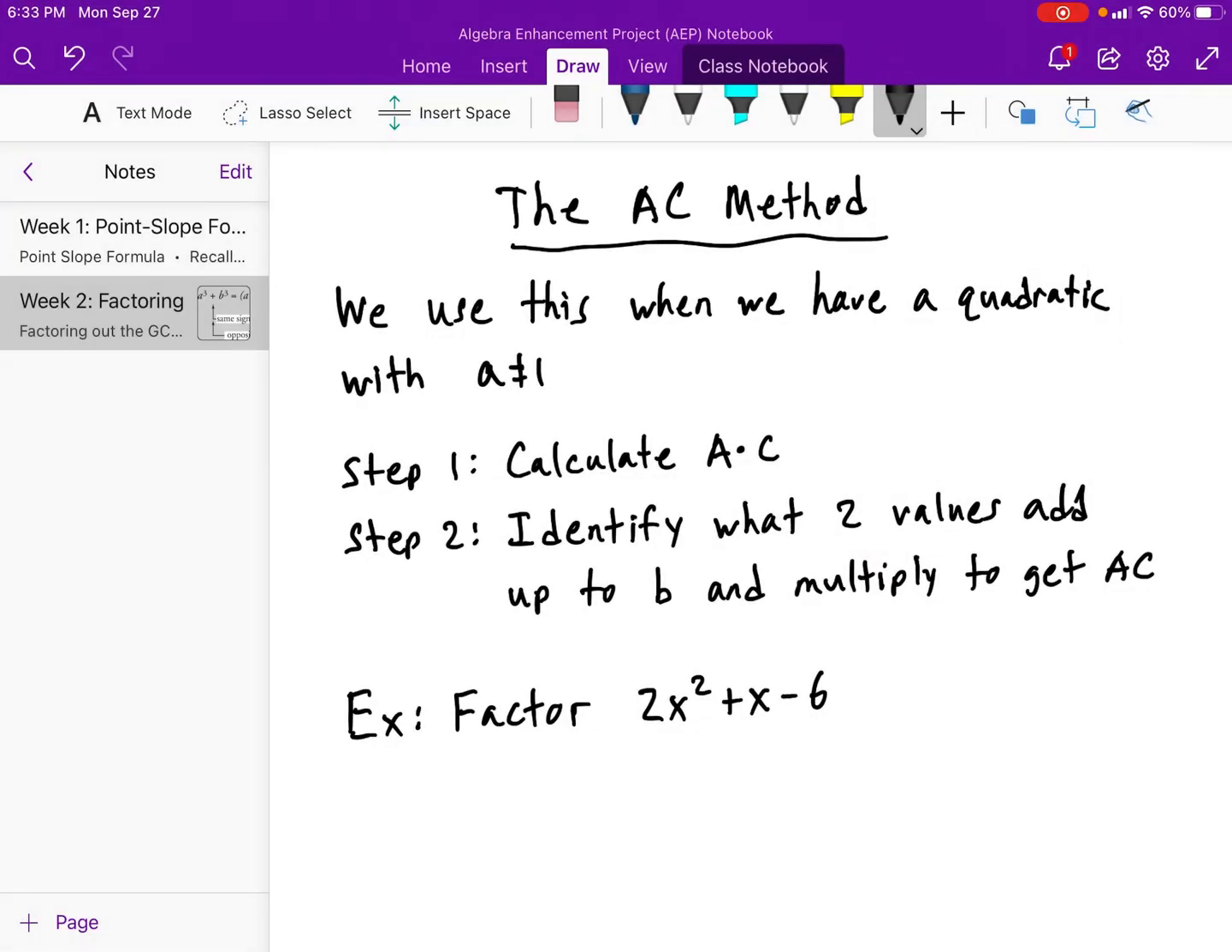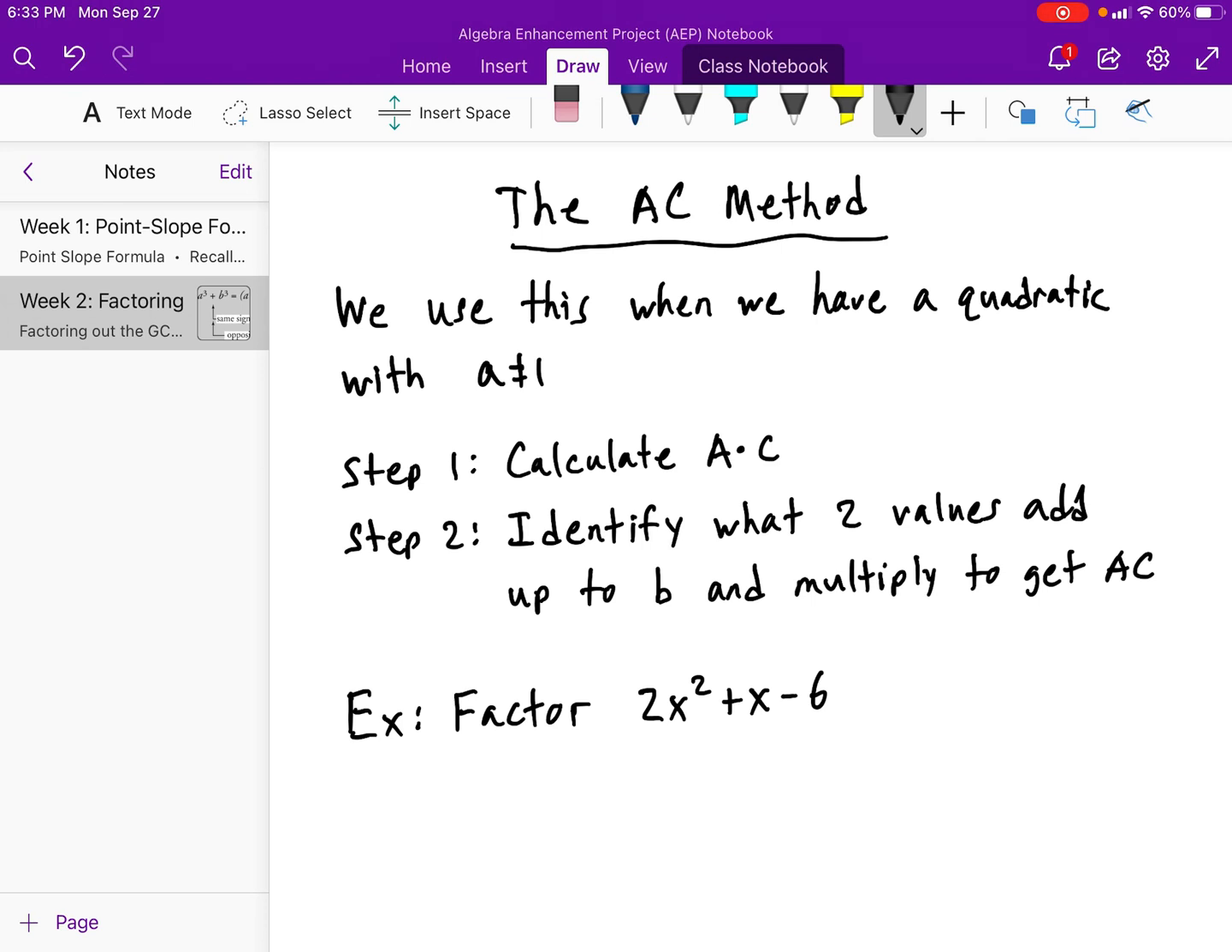So the final method of factoring that we're going to cover is what I like to call the AC method. I've written down the first two steps, and it turns out there's actually a couple more steps, but those we'll do as we come along. So when do we use this method?